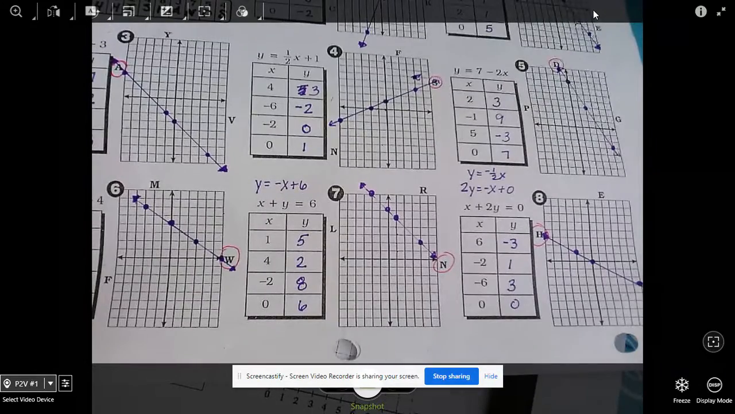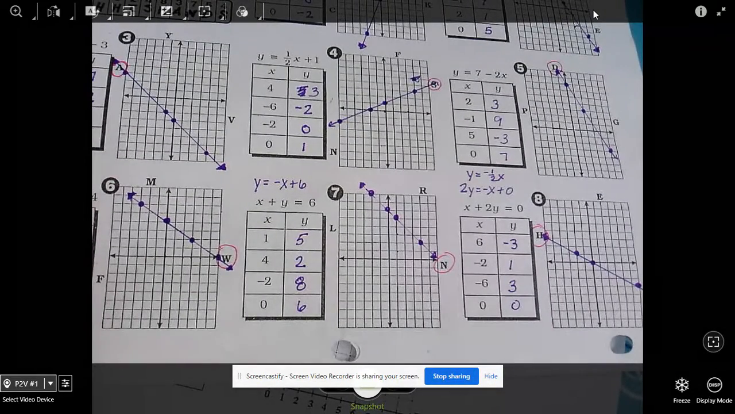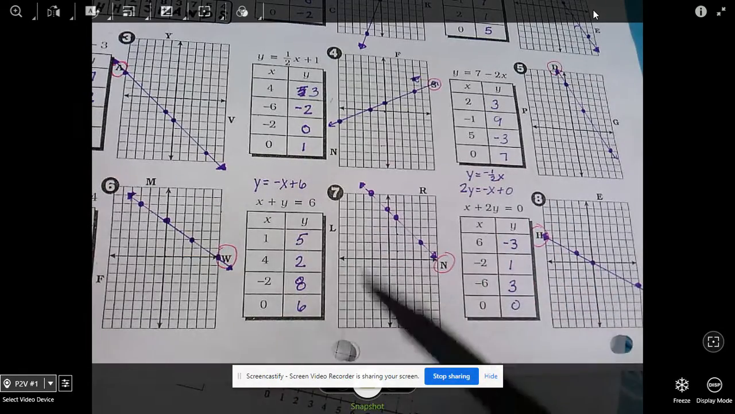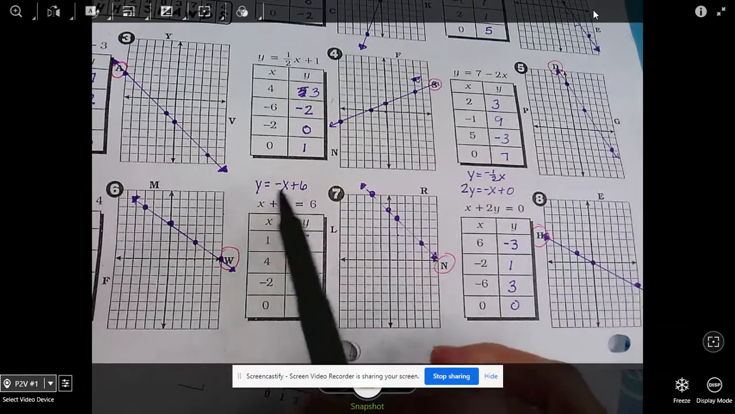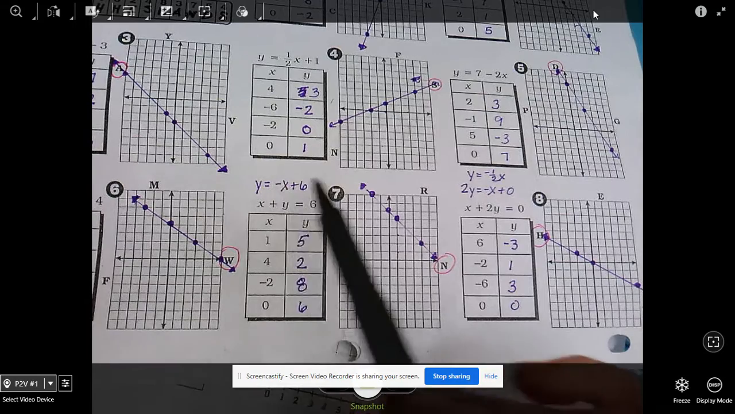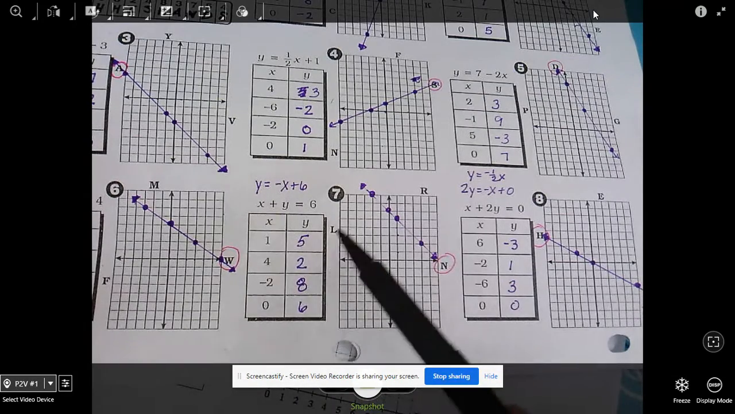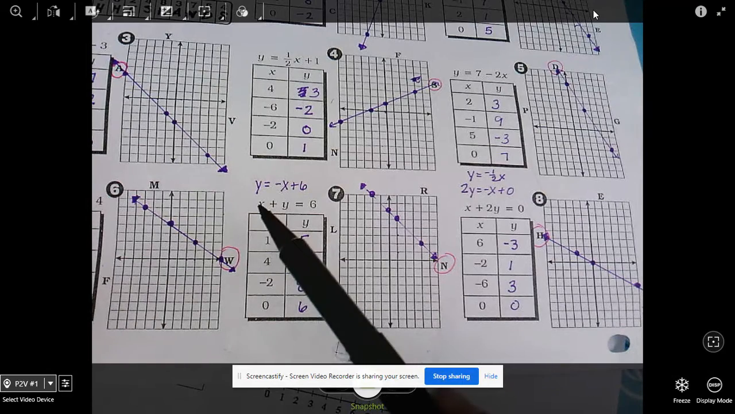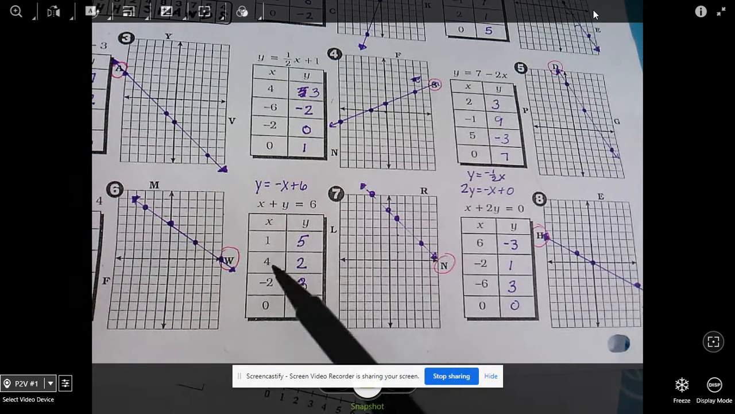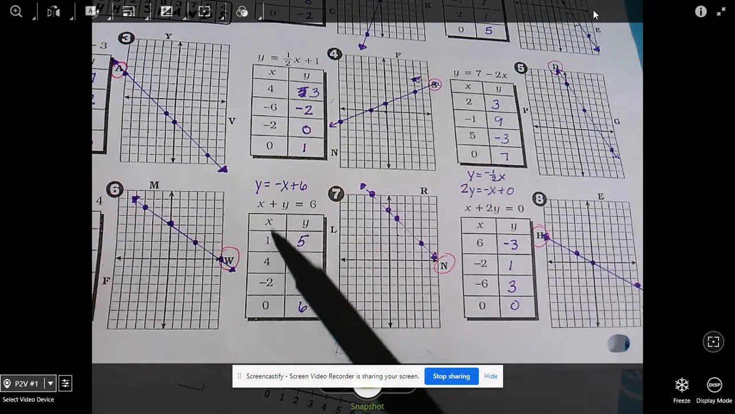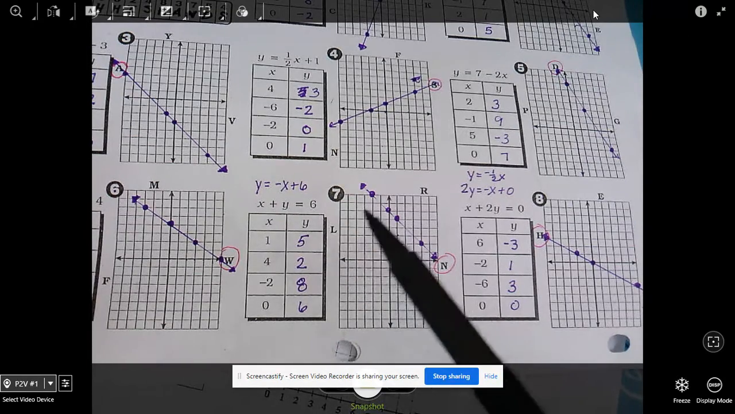Number 7 and number 8 were a little tricky because it wasn't in a y equals form. You could have either moved x to the other side, making x negative, and then solve, or put one in for x and then remove it. Put 4 in for x, remove it to get 2. Put -2 in for x, add it to get 8. Put in 0 for x, you got 6.